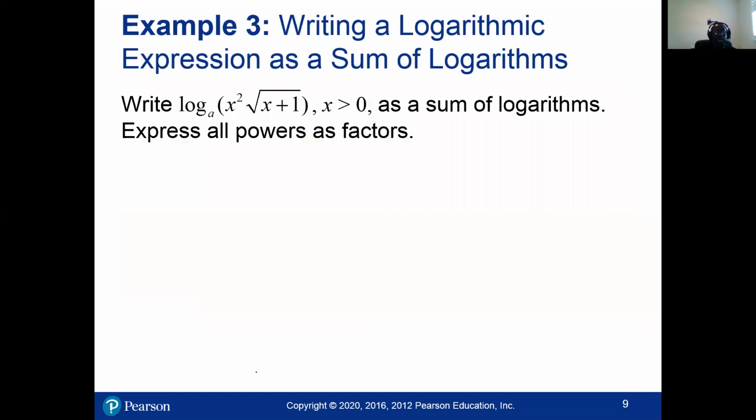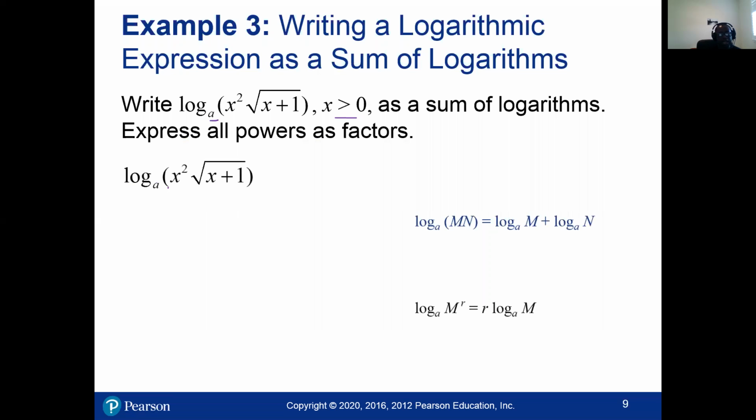Now, writing a logarithm expression as a sum or as a difference. We'll write log of x squared times the square root of x plus 1, base a, where the domain is x greater than 0. We want to write this as a sum.